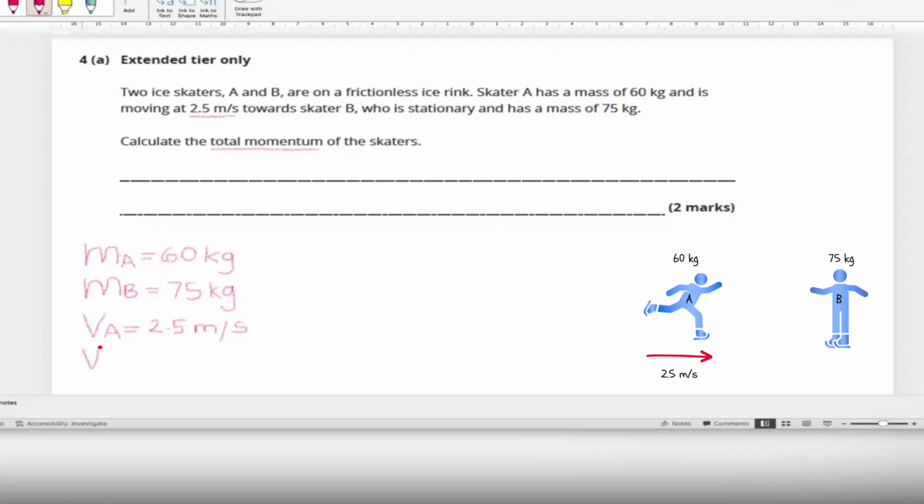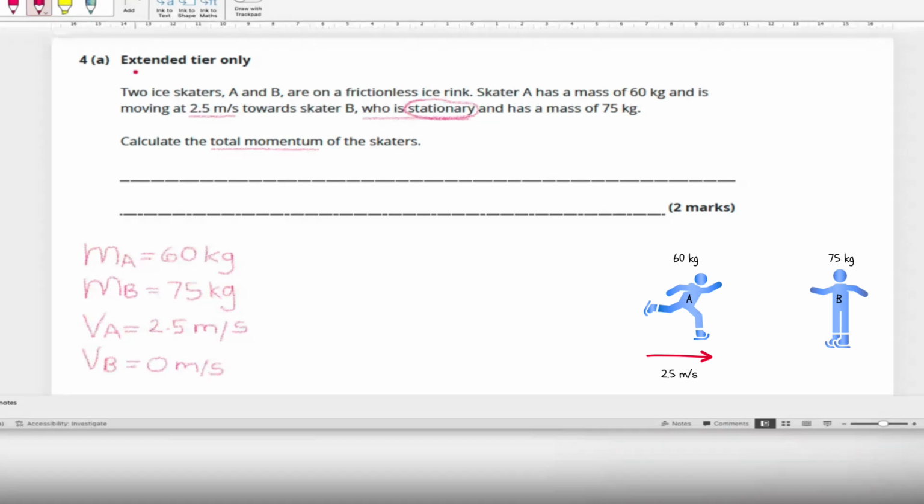Okay, and do we have the initial velocity of skater B, who is stationary? Stationary means at rest, not moving at all. So the initial velocity of skater B will be 0 meters per second. Okay, so now we have all the known quantities written down.